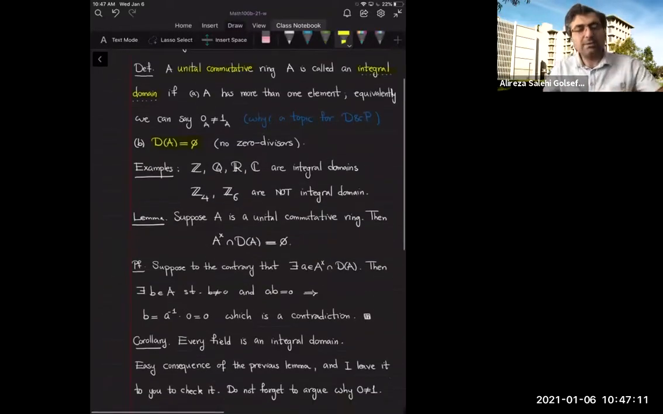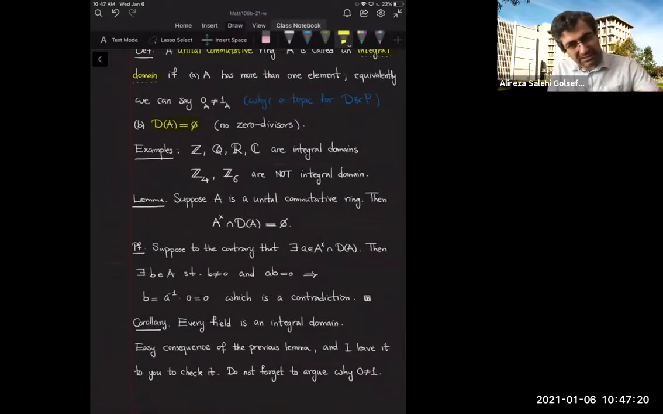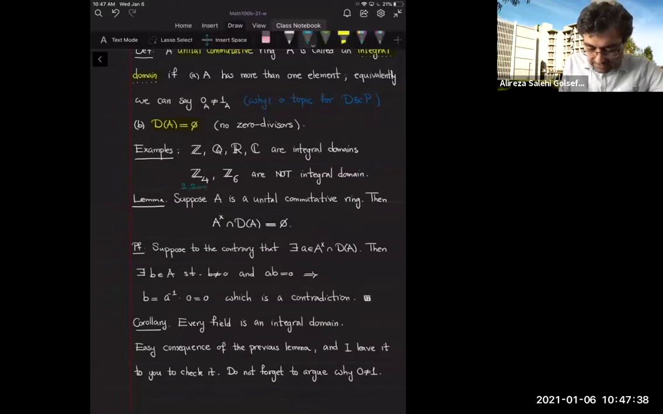Okay, examples: ring of integers, rational numbers, real numbers, complex numbers. These are all integral domains. Non-examples: Z sub 4, ring of integers mod 4, and ring of integers mod 6. These are not examples. As we've discussed, 2 times 2 is 0 in Z sub 4, and 2 times 3 is 0 in Z sub 6. But neither 2 nor 3 is 0 in Z sub 6.